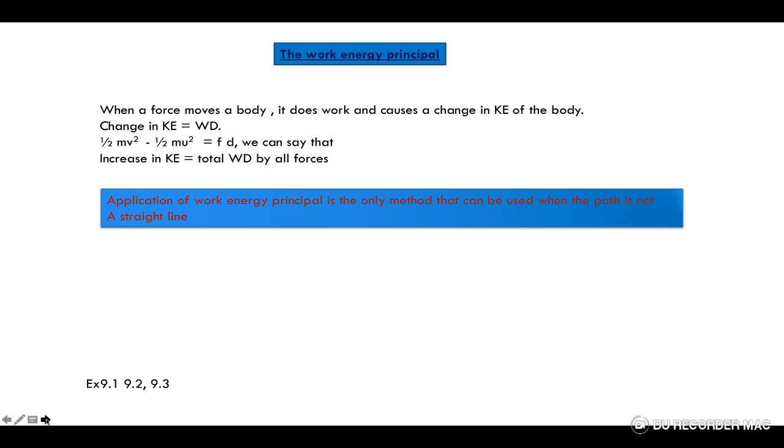So this work energy principle is very important when the path is not a straight line. If the path of the object is not a straight line, then we will definitely use the work energy principle.